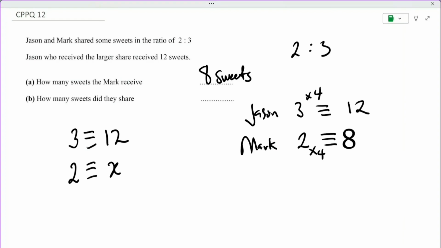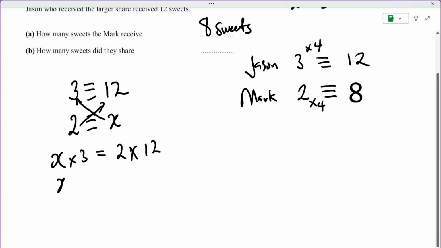We cross multiply. We say X times 3, that's cross and multiply. X times 3 equals, on the other side of the equals sign, you have 2 times 12. We have X times 3. You don't need to write the multiplication sign; if you write it, it's still the same thing. You have 3X, or you can leave it like this, equals 2 times 12, that's 24.